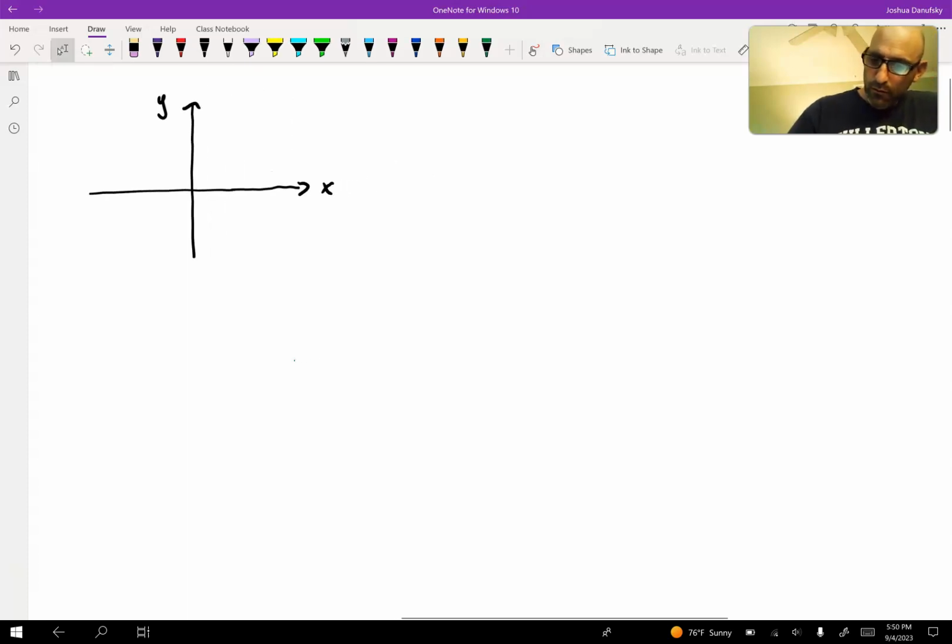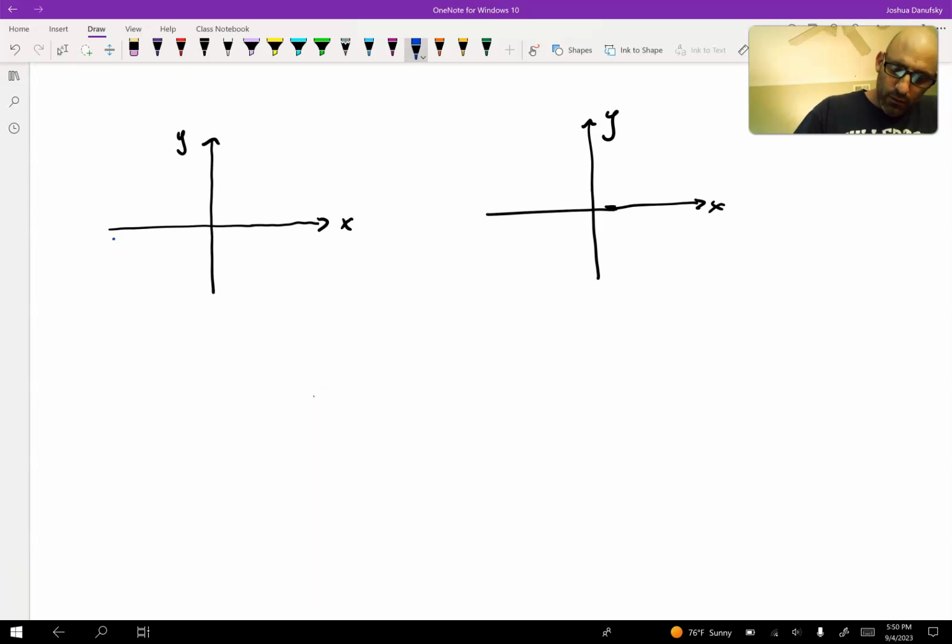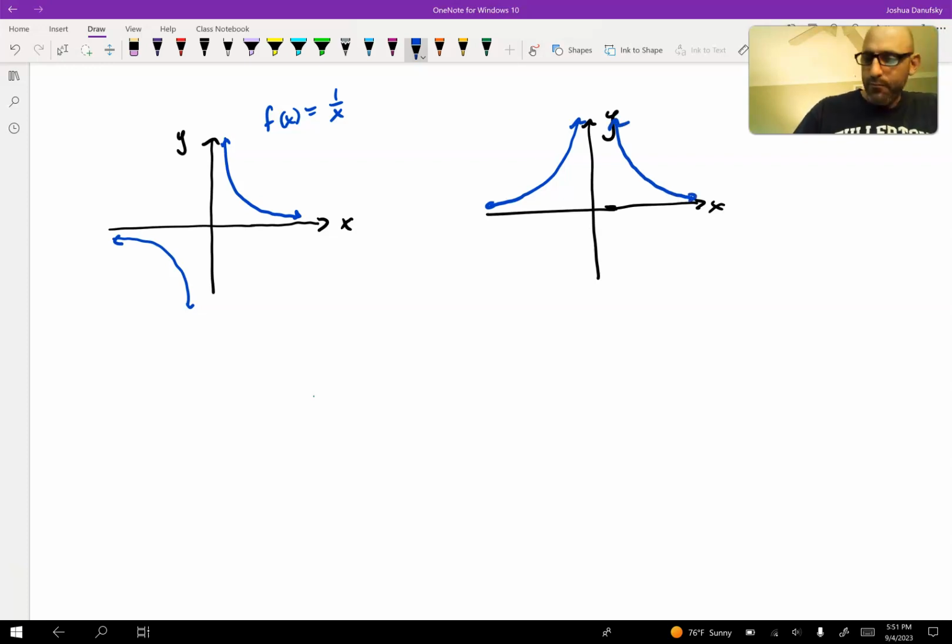Here, I'm going to do 2 of them right off. So we've got y equals 1 over x, or we'll say f of x equals 1 over x. It looks like this. And for this guy, we'll call this g of x equals 1 over x squared. Both of them have vertical asymptotes at x equals 0, and they both have horizontal asymptotes at y equals 0.